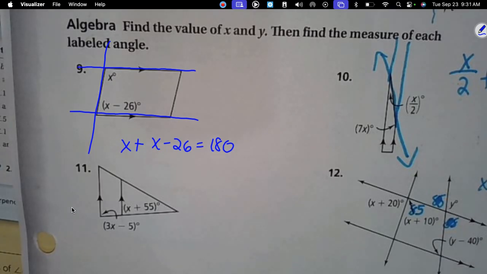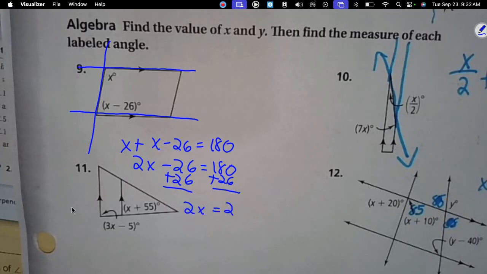What do I do now? Add your X's, so it's X plus X, not X squared. X plus X is 2X. Then what do you do? Add 26. Then you divide. There you go. So we get 2X equals 180 plus 26, which is 206. Then divide: 103. Yep, 103. I think that's what it asked for.